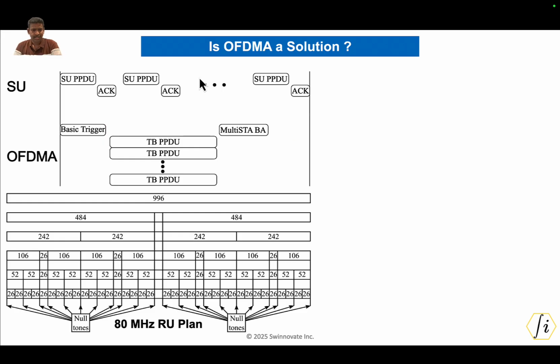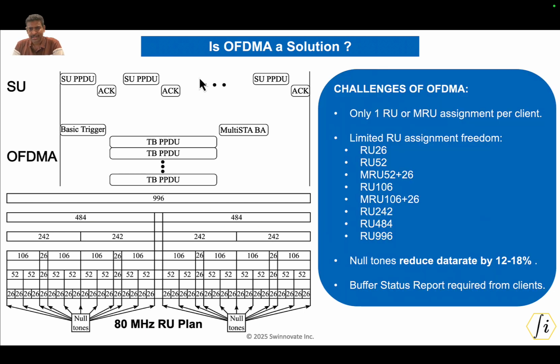But there are challenges. Here is the RU plan in the case of 80 megahertz. This is how the RU plan is described in the Wi-Fi 6 standard. So the challenges are definitely there. First of all, there are several, I would say, not so good design aspects of OFDMA in the standard.